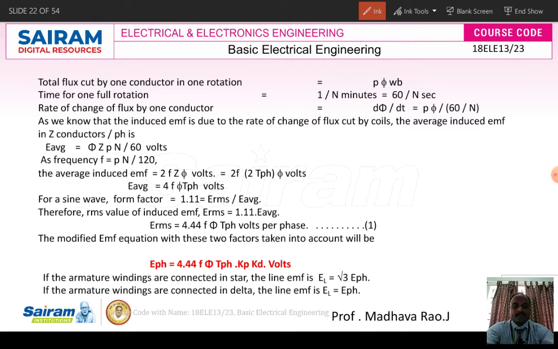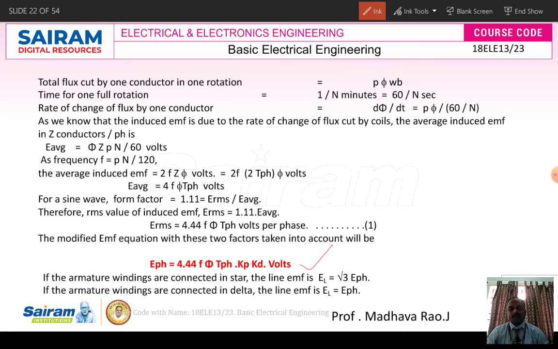But the induced EMF in a synchronous generator depends on the pitch factor and distribution factor. So finally the induced EMF will take those two factors into account. EPH is equal to 4.44 F phi TPH Kp Kd, measured in volts. So finally, the EMF equation of a synchronous generator is 4.44 F phi TPH Kp Kd.